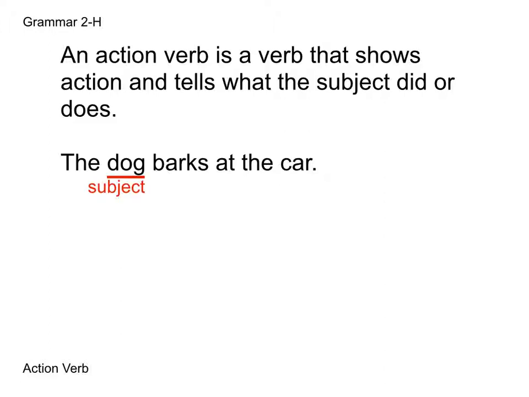And what is the dog doing in this sentence? It's barking. So barks would be our action verb, and we aren't linking dog to any extra information other than the verb itself. We are seeing what he is doing in this sentence. So that will be the difference between the linking and the action verbs.